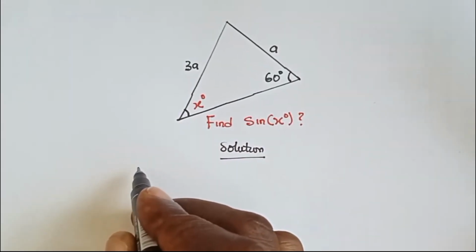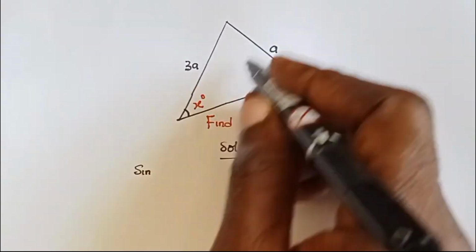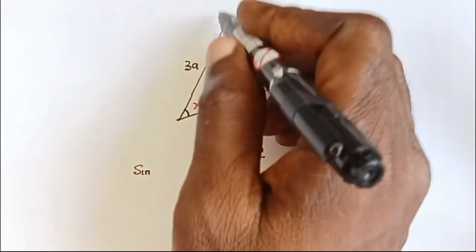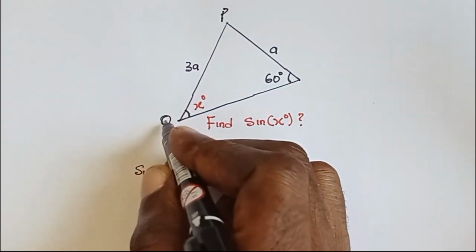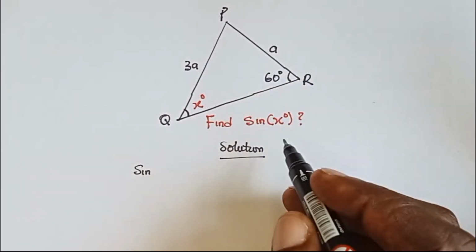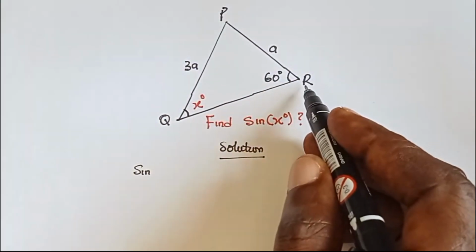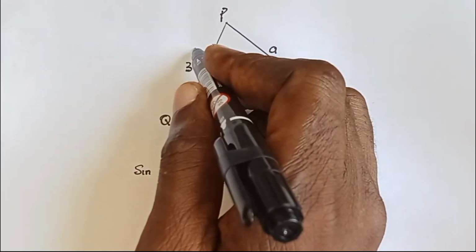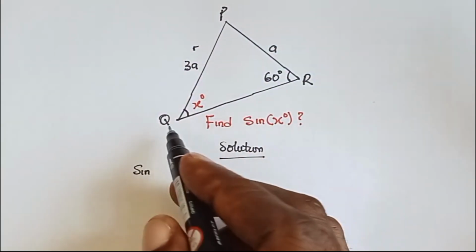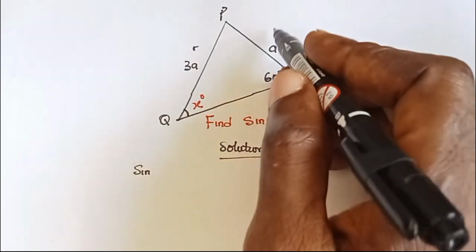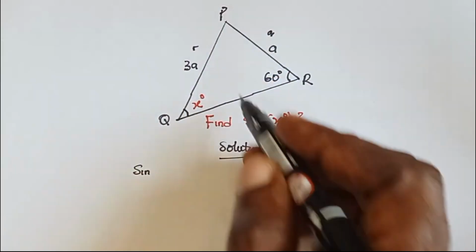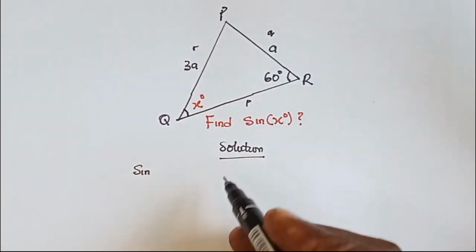The sine rule says that if we have a triangle, let's label this first. I want to label the angles P, Q, R. Now these are the angles, then the sides. If this is angle R, then this side will be small r, that is side r. If this is angle Q, this side will be small q. And lastly, this side will be small p.